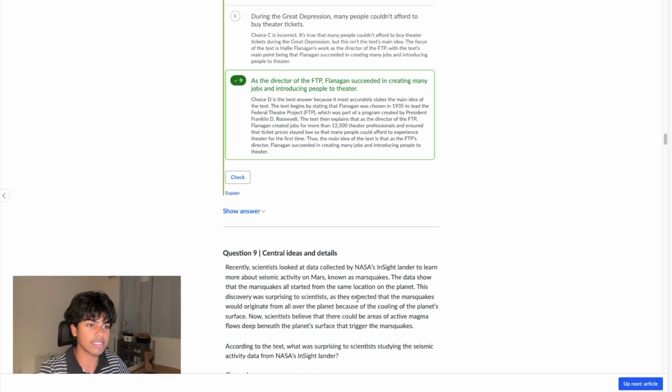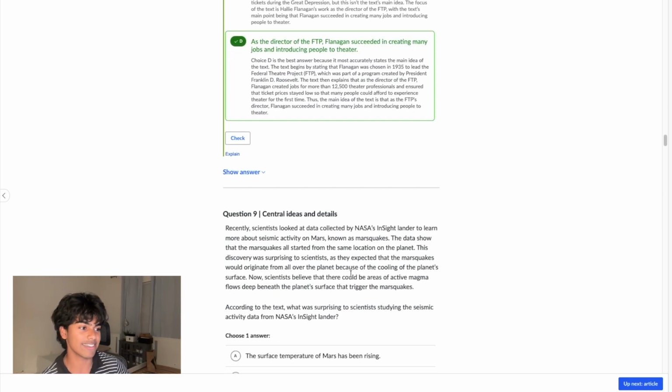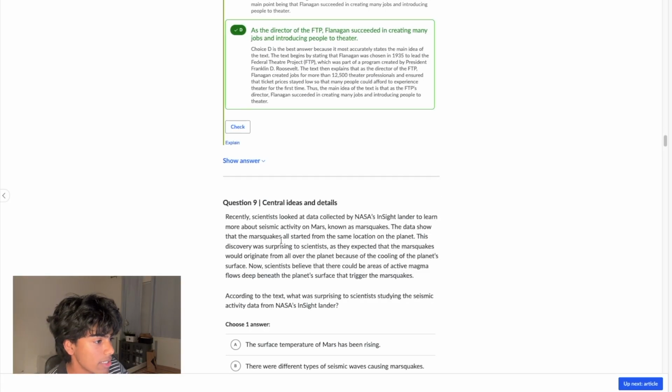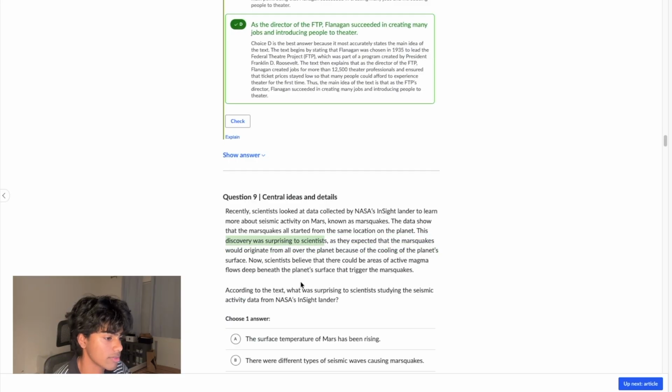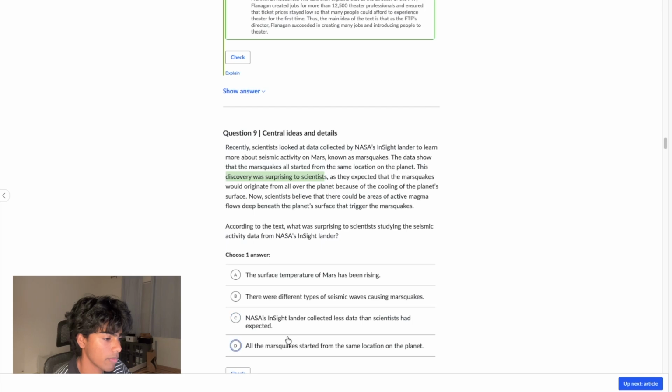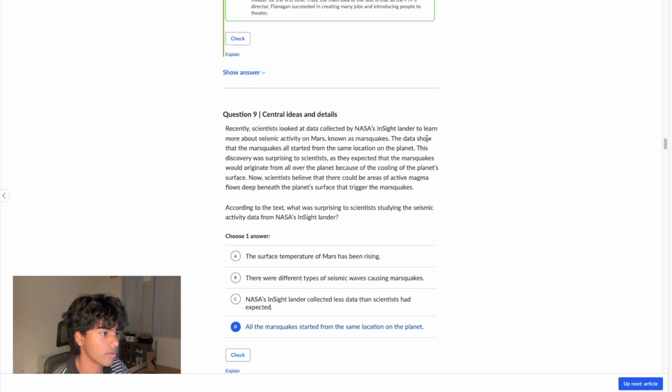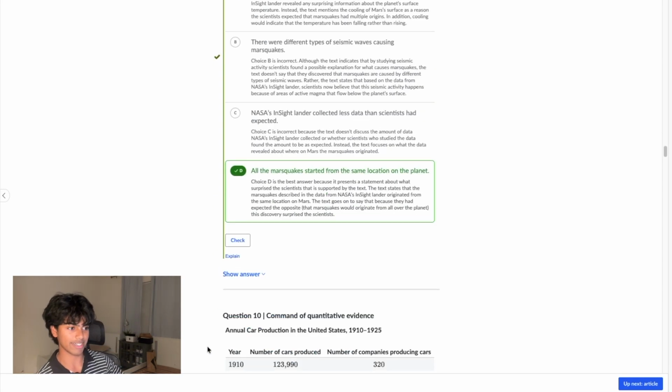All right. Question 9. Central ideas and details. So, according to the text, what was surprising to scientists studying the seismic activity data from NASA's InSight lander? So what was surprising? Not this. Wait, the data show that the quakes all start in the same location on the planet. This discovery was surprising. It literally just tells us. It has to be that. It's literally in the text. They all start from the same location. Okay. I don't know why I just gave us the answer there.